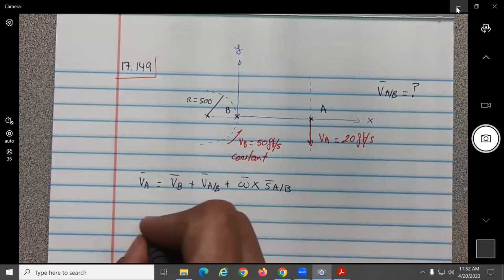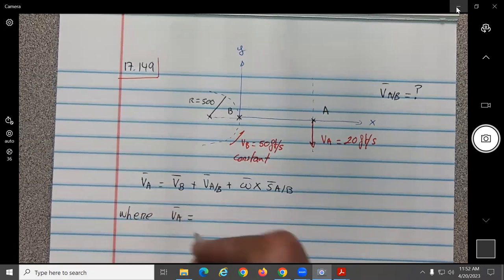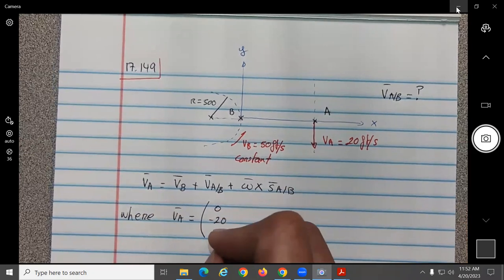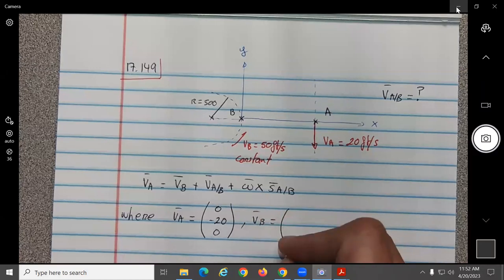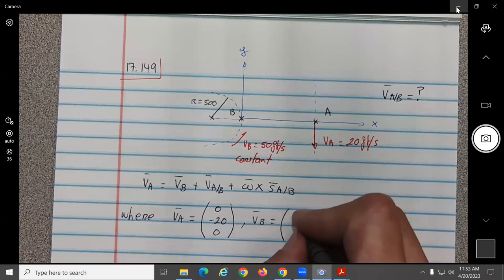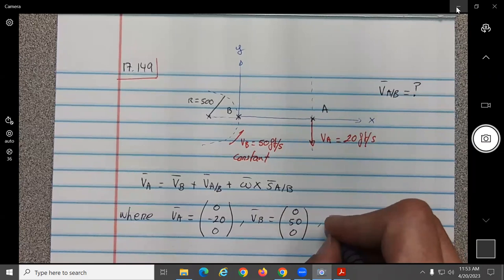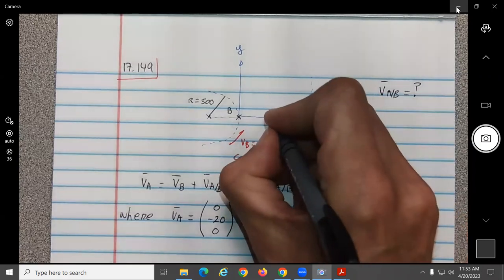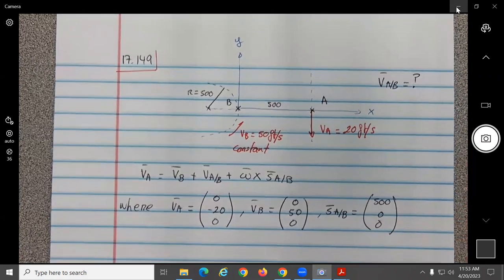So from the figure, VA is equal to what from the figure? 0, negative 20, 0, no? Look at the figure. VB will be equal to what? I think it would be 0, 50, 0. If you have a question, stop me, okay? And then we know that the position of A with respect to B, I didn't put it on my figure, but I think it is 500. So 500, 0 and 0.